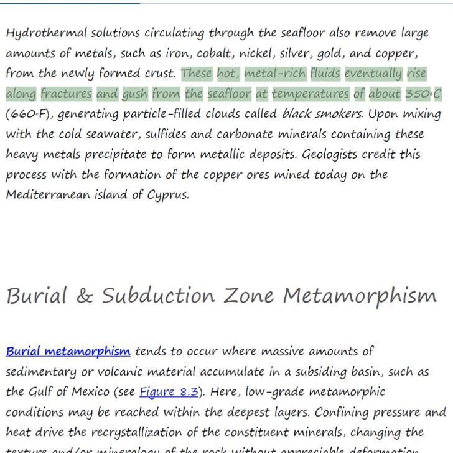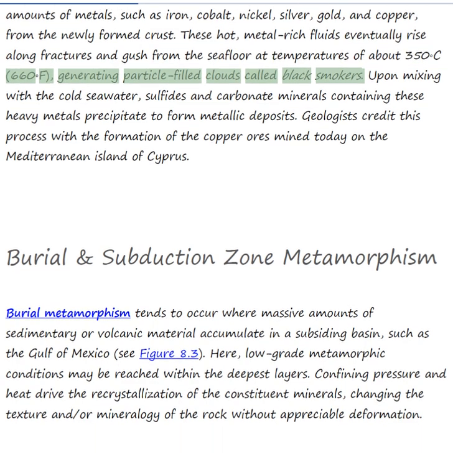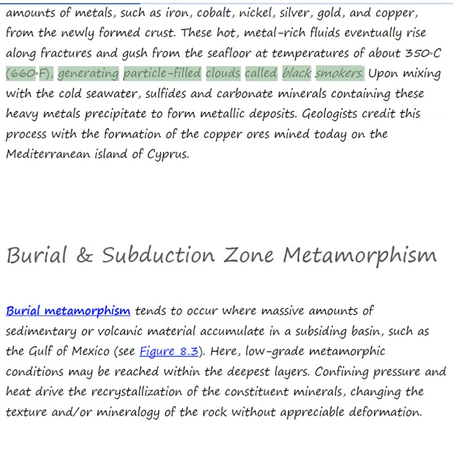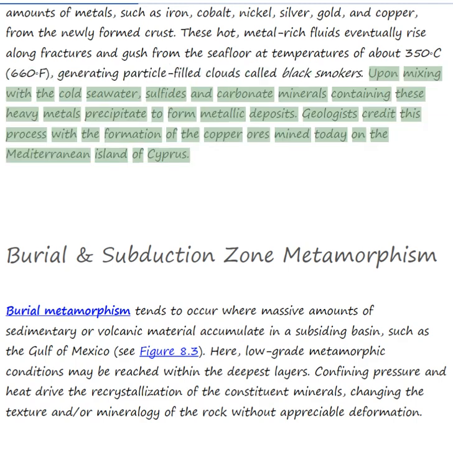These hot, metal-rich fluids eventually rise along fractures and gush from the seafloor at temperatures of about 350 C, generating particle-filled clouds called black smokers. Upon mixing with the cold seawater, sulfides and carbonate minerals containing these heavy metals precipitate to form metallic deposits. Geologists credit this process with the formation of the copper ores mined today on the Mediterranean island of Cyprus.